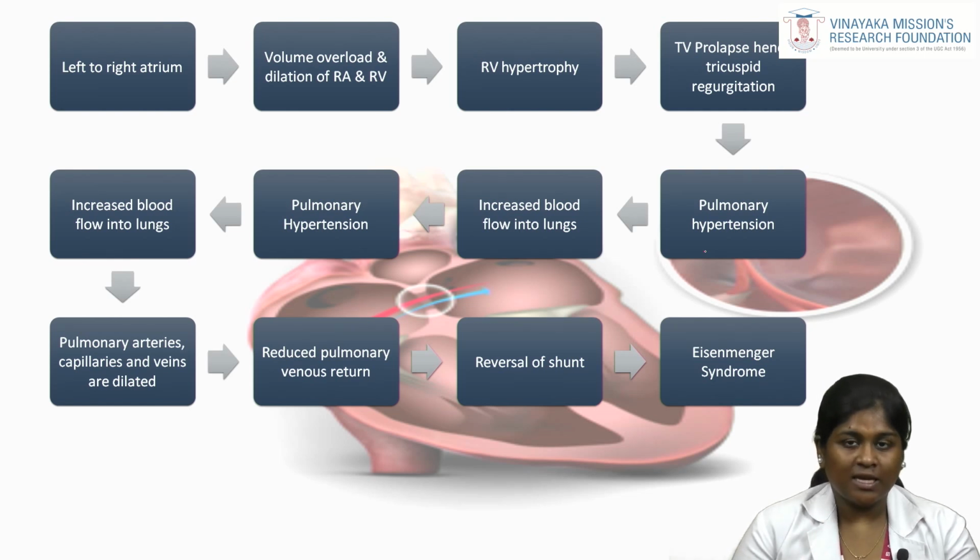in the left side, that causes pulmonary vein hypertension, and then pulmonary arteries, capillaries and veins are dilated due to the overflow of the blood, and that reduces pulmonary venous return, and then reversal of shunt, and that causes Eisenmenger syndrome. So ASD later on causes Eisenmenger syndrome.